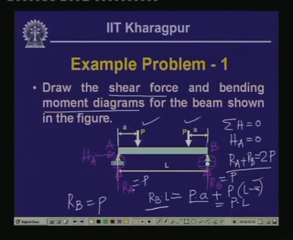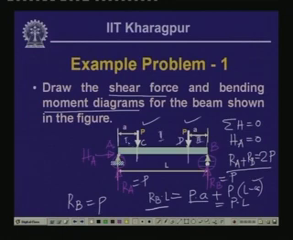Now, the whole of the beam can be divided into 3 segments. This is segment 1 from A to, let us call this point C, from here to here is another point which is D, and this is B. So we clearly have 3 segments: segment 1, segment 2 and segment 3.